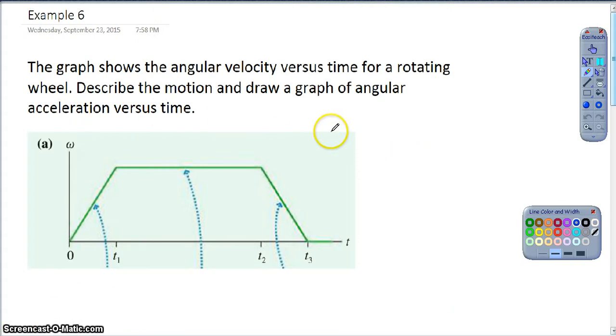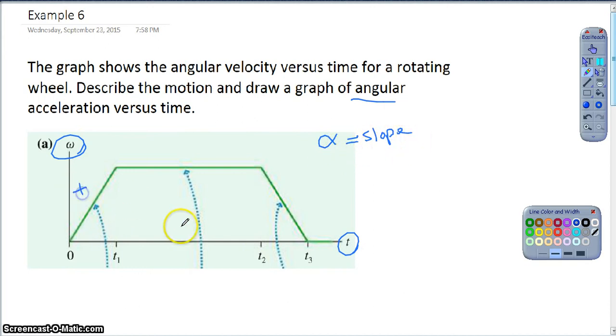Example 6, I'm really not going to spend a whole lot of time on at all. They ask us to draw the angular acceleration versus time. Again, they give us position versus time. All we have to do is realize that the acceleration is going to equal the slope of that graph. The angular acceleration is going to equal the slope of that graph.